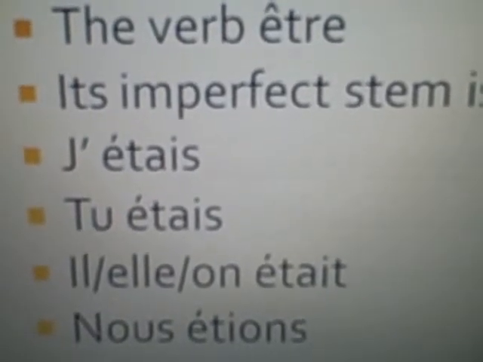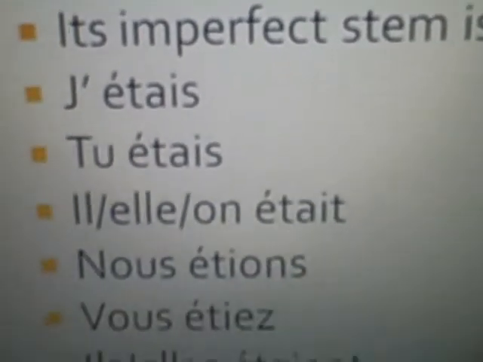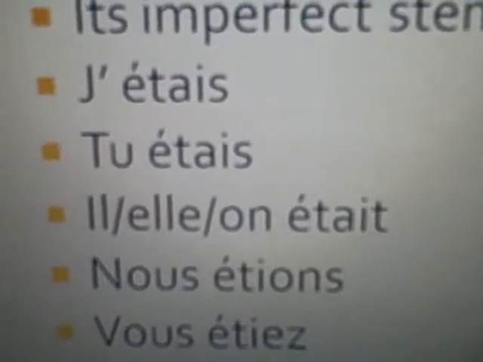Nous étions, we were or we used to be. Vous étiez, you were or you used to be. Ils or elles étaient, they were or they used to be. So again, those endings haven't changed at all. It's not extremely irregular. We're just not following the same rule for the stem. But that's a really easy one to remember.